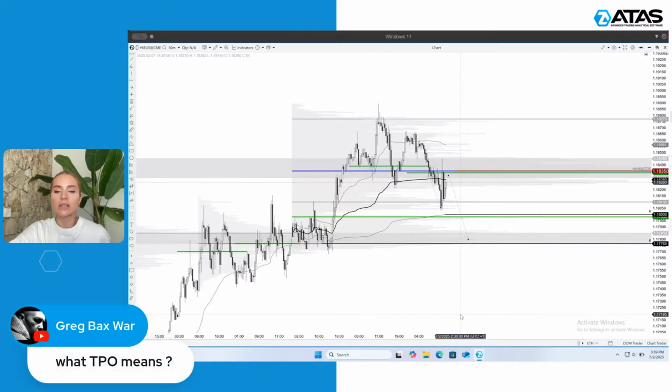The TPO means the time price opportunity. As much as the volume profile is based on the volume, the TPO is based on the amount of time that the price has spent forming in this specific period of the chart. So people usually relate it to the volume profile, but it's a different calculation though.